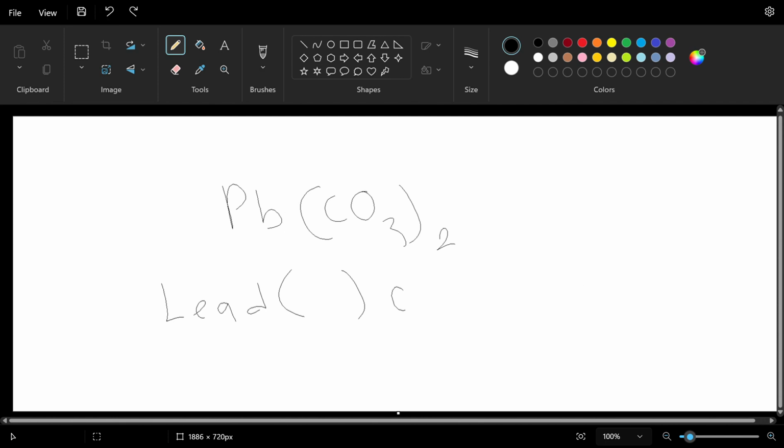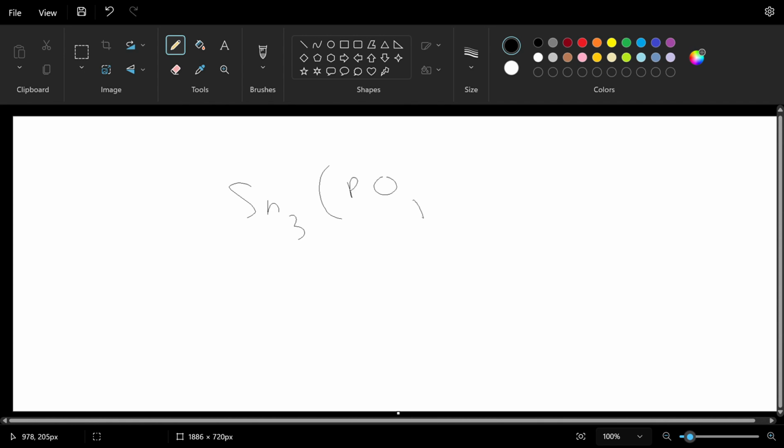For another example, let's take Sn3(PO4)2. The PO4 is phosphate, so if you look at that on the back of your periodic table, you'll find that its charge is 3 minus. Now, you're going to write out the names of the elements, so this is tin. Leave the parentheses for the Roman numeral, and then phosphate.